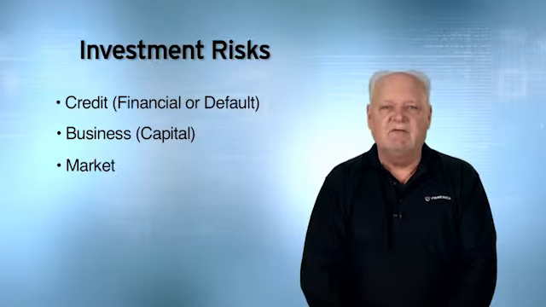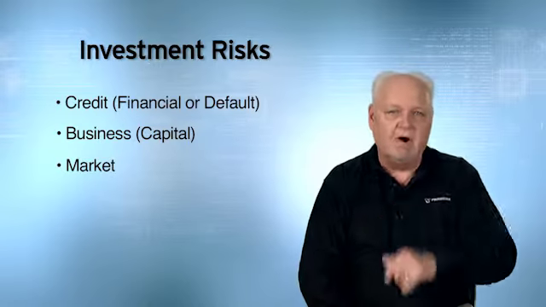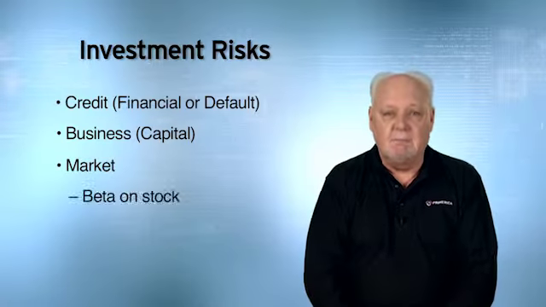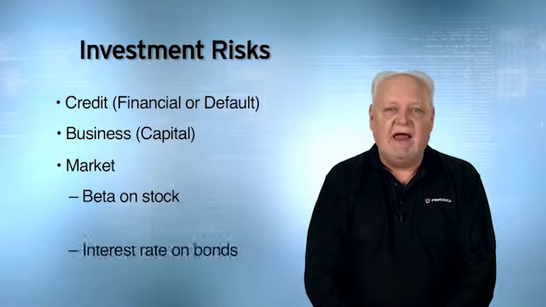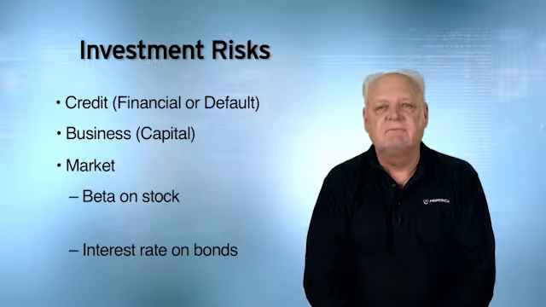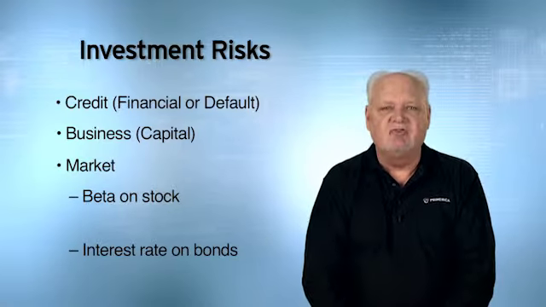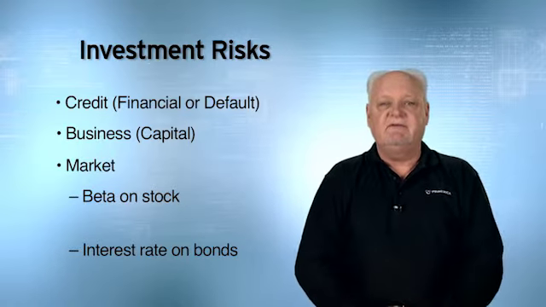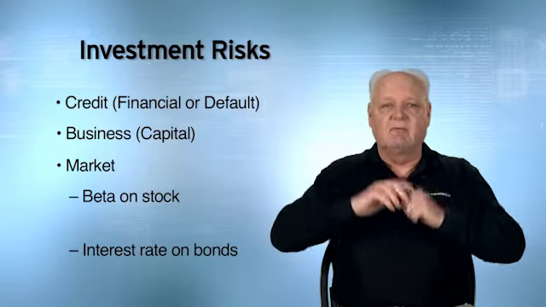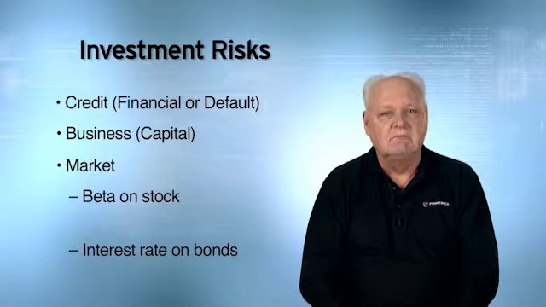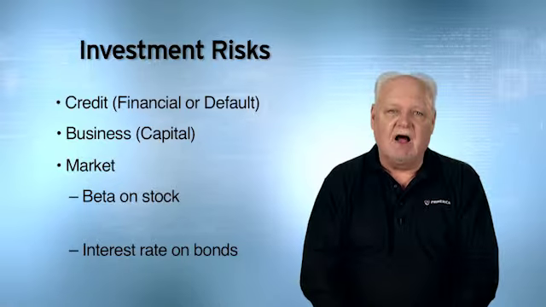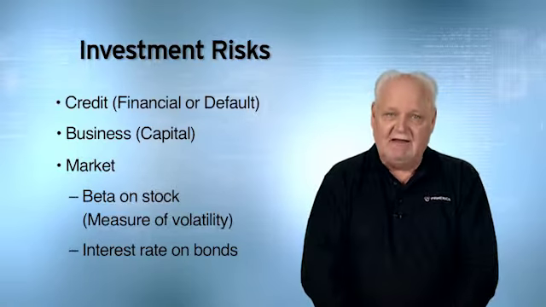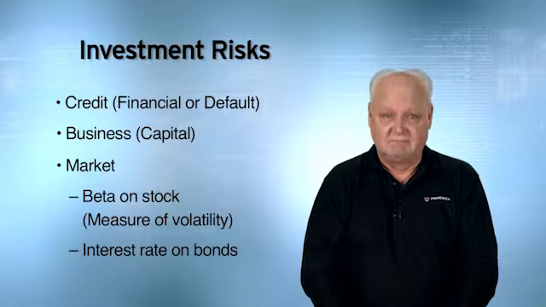Next risk when we invest is market risk. Market risk. There's beta on stock and there's interest rate on bonds. Now, what is that interest rate risk? This is the risk that if interest rates go up, bond prices will go down. Now, what about beta on stock? Beta is a measure of volatility.